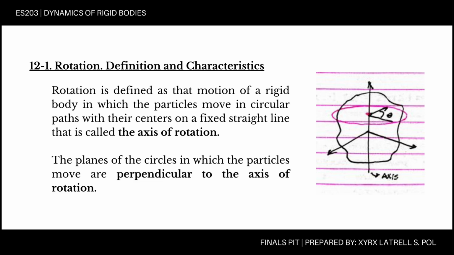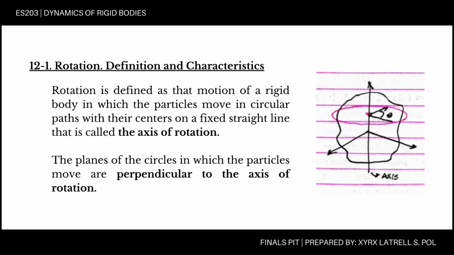Rotation is defined as the motion of a rigid body in which the particles move in circular paths with their centers on a fixed straight line that is called the axis of rotation. The planes of the circles in which the particles move are perpendicular to the axis of rotation, which means that the plane and the path make a 90-degree angle.